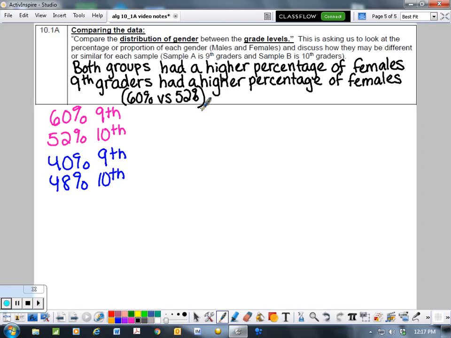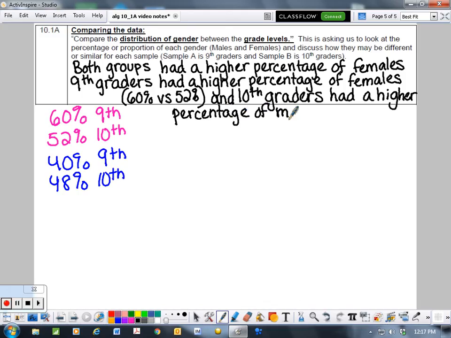Both groups had more females than males, and 9th graders had a higher percentage of females, and 10th graders had a higher percentage of males. And that was 48 versus 40. So 10th graders had 48% versus the 40% for 9th graders.